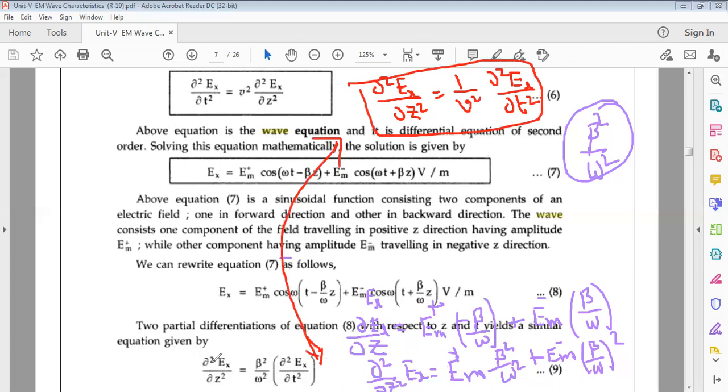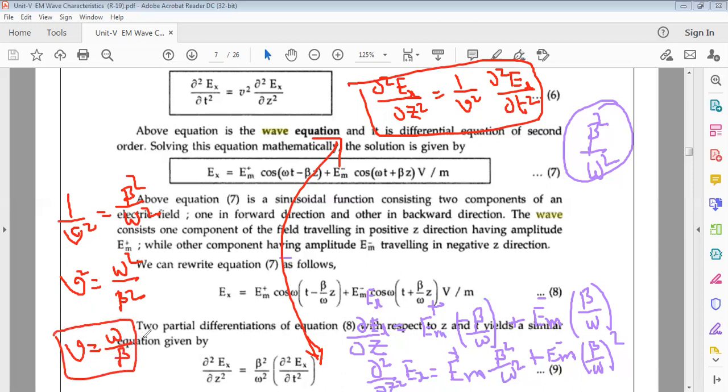See, on the left hand side, both sides have ∂²Ex/∂z², and on the right hand side also ∂²Ex/∂t², but 1/v² is equal to β²/ω². So v² is equal to ω²/β², and v is equal to ω/β. Another equation.